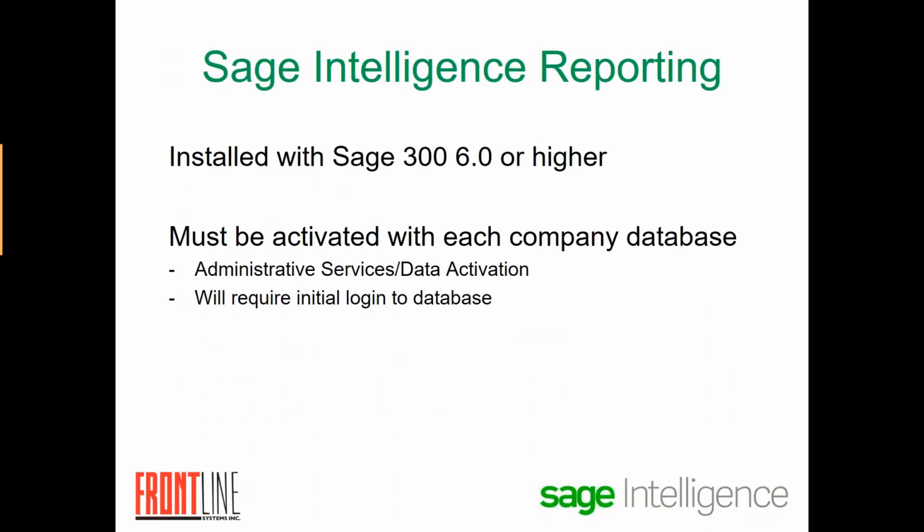Sage Intelligence is installed with Sage 300 6.0 or higher. It's just part of the regular setup. It's one of the modules that you check off during the setup, and it installs with all the other modules. Once it's installed, just like any of the other modules, you log into any of your company databases and go to Administrative Services and Data Activation and activate Sage Intelligence just like you would any of the other modules.